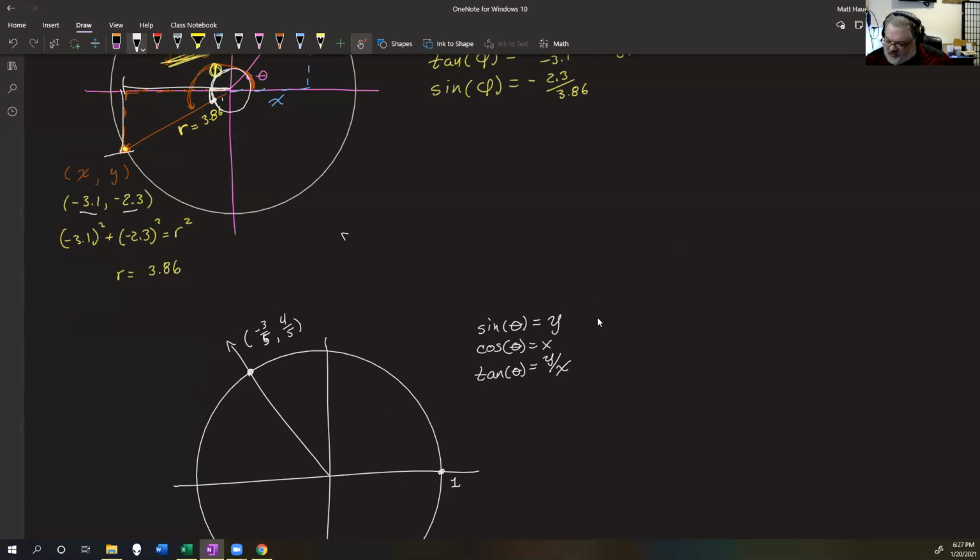So for this particular point, the sine is just the y value, 4/5. The cosine is just the x value, 3/5. The tangent, okay, that one we have to do some work with, but it's just the 4/5 divided by the negative 3/5, which is going to reduce to negative 4/3.